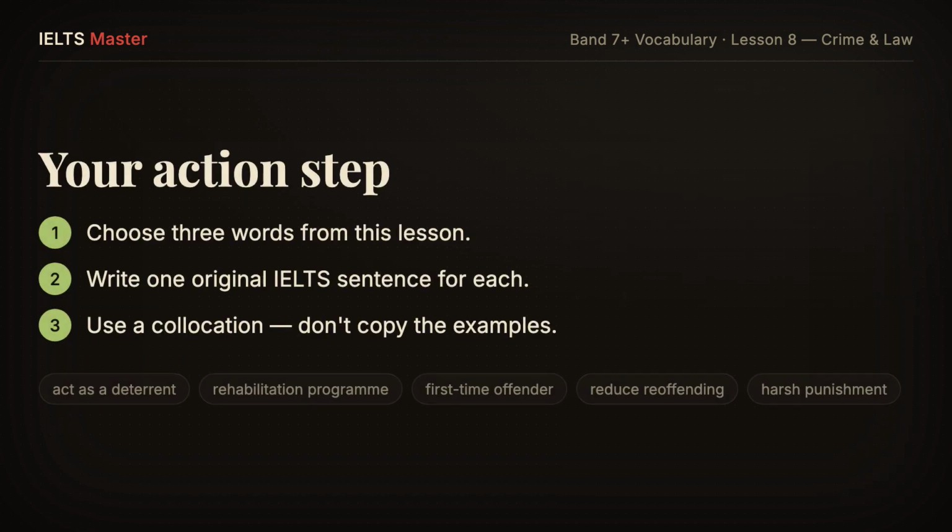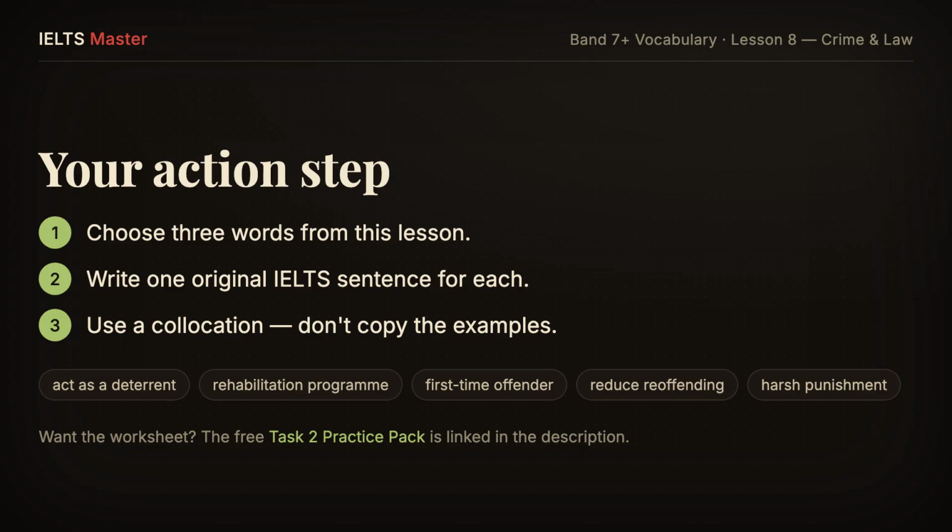So here's your action step. And it's a simple one. Choose 3 words from today's lesson and write one original IELTS sentence for each, your own sentence, not a copy of mine. And in each one, try to use a collocation. Maybe act as a deterrent, a rehabilitation program, a first-time offender, reduce reoffending, or harsh punishment.